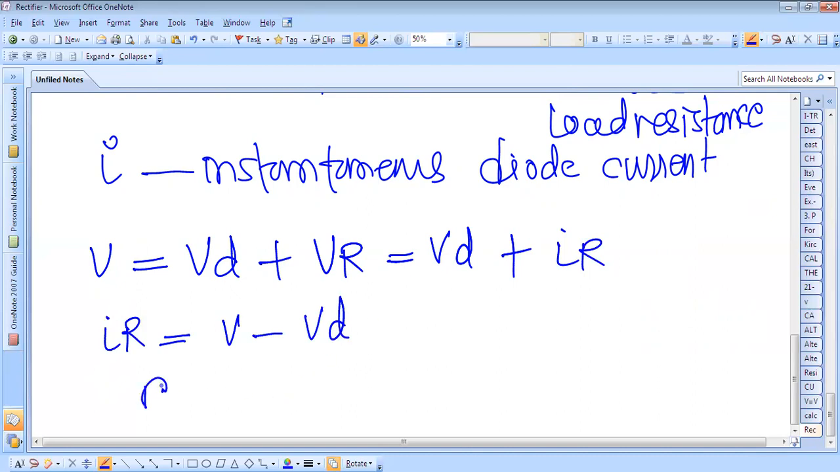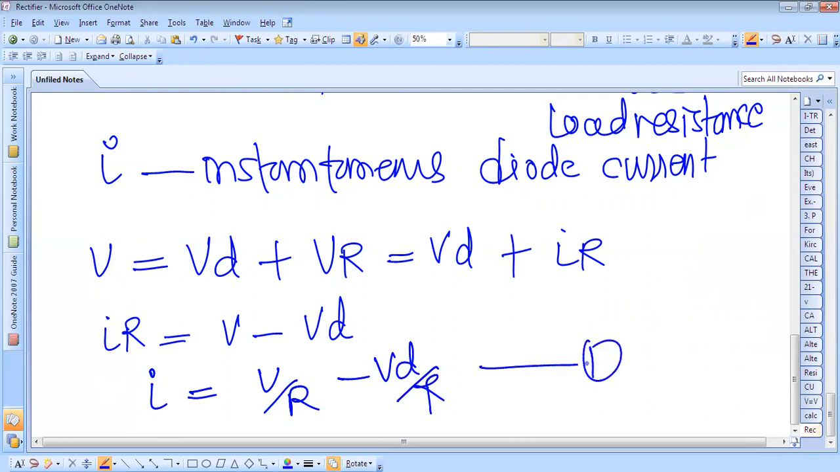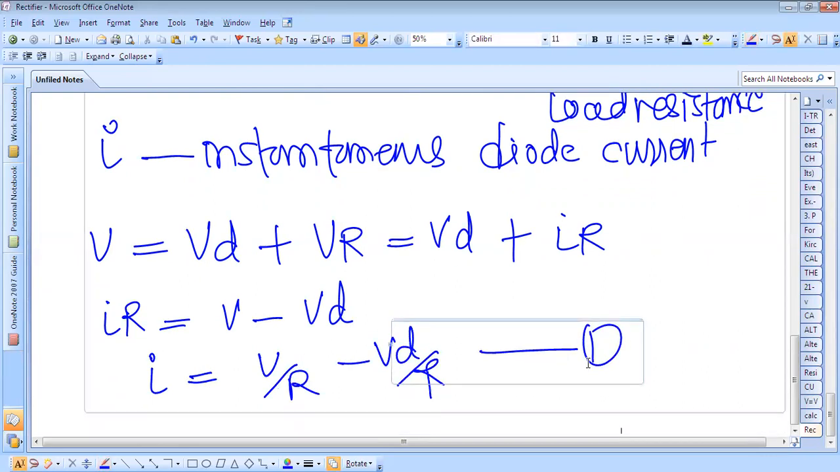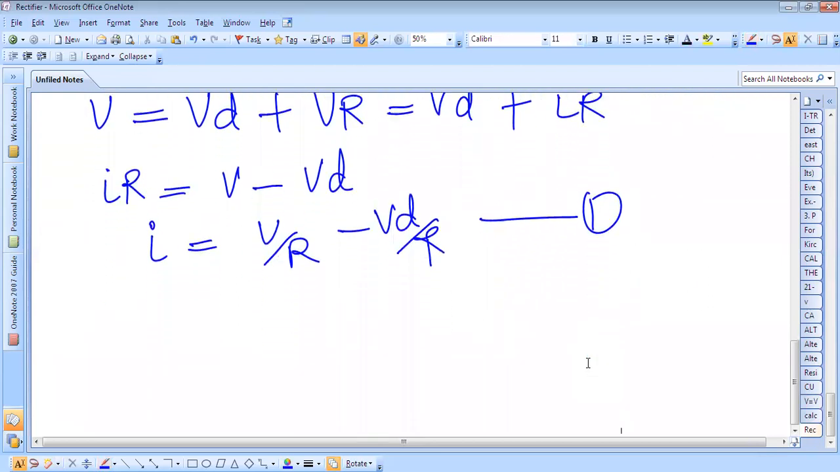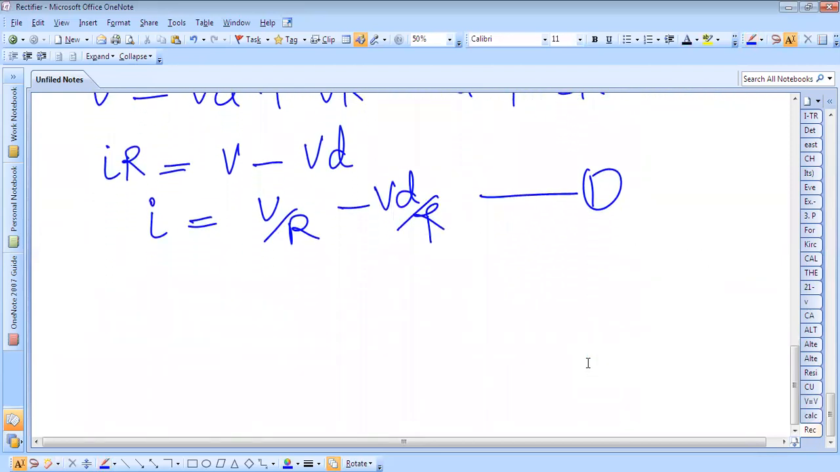Therefore the current I is equal to V by R minus VD by R. This is the diode current we get, and it indicates that VD has a small value during the positive half cycle when the diode conducts, but it is equal to V during the negative half cycle.